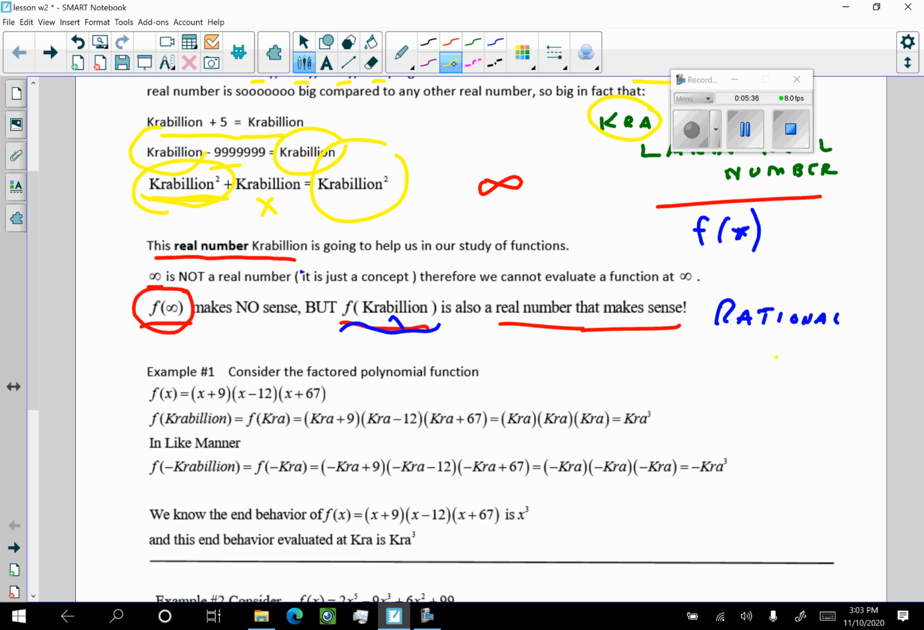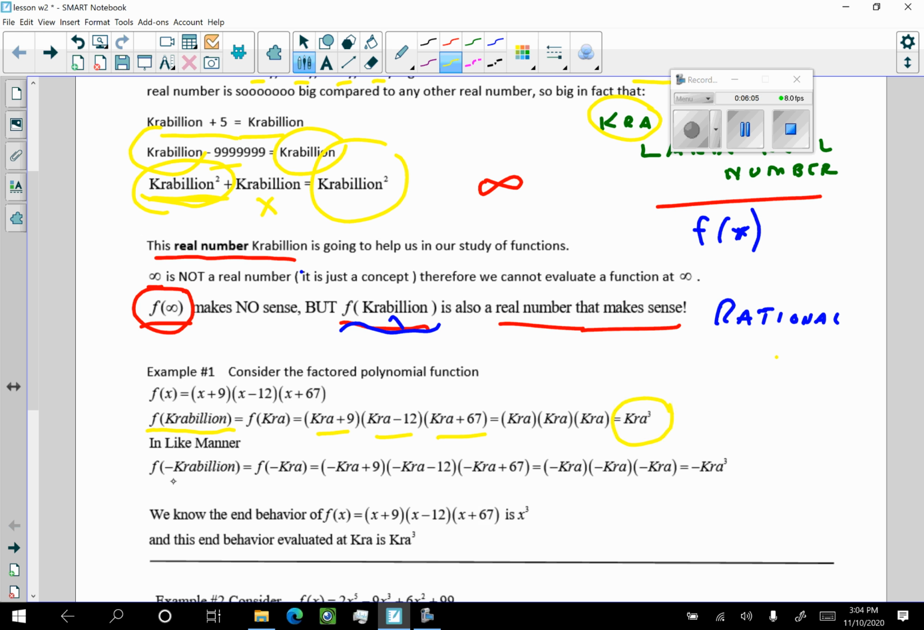Example number one. If I have this function right here, x plus 9 times x minus 12 times x plus 67, and I want to know what f of Krabillion is, well, I'm going to put Krabillion in. Krabillion plus 9, Krabillion minus 12, Krabillion plus 67. Well, guess what? Krabillion plus 9 is just Krabillion. Krabillion minus 12 is just Krabillion. Krabillion plus 67. So this is just Krabillion cubed, which is a big number.